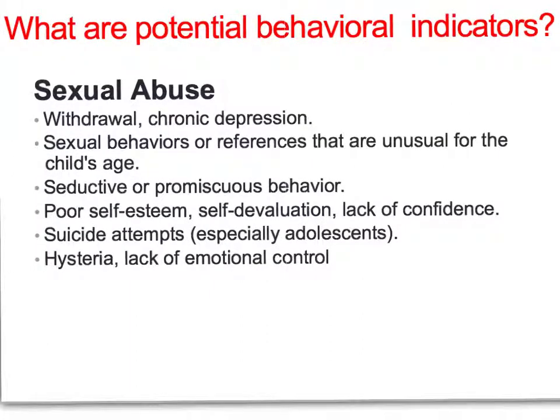The behavioral indicators of sexual abuse are extremely important because the physical indicators can be a little tougher to find. So you'll have to look closely for these and make a judgment in pairing them with any physical indicators when deciding if there's a case to act on. Sexual abuse behavioral indicators include withdrawn or chronic depression, sexual behaviors or references that are unusual for the child's age, seductive or promiscuous behavior, poor self-esteem, self-devaluation, lack of confidence, suicide attempts, and hysteria or lack of emotional control.